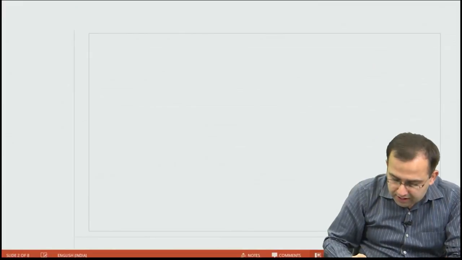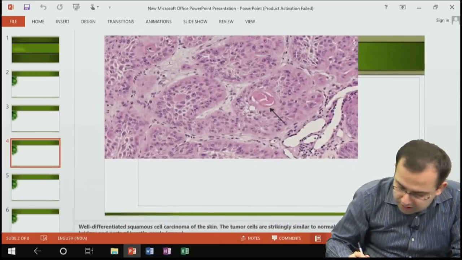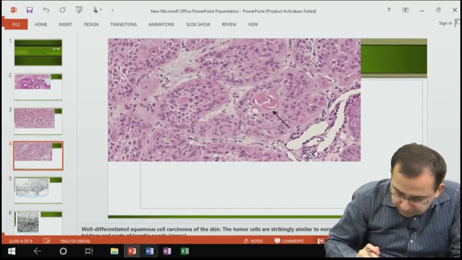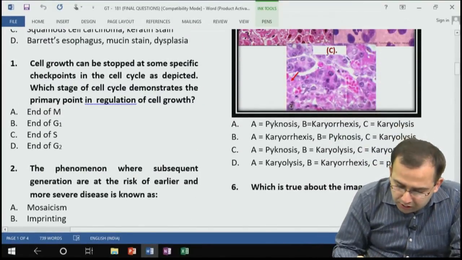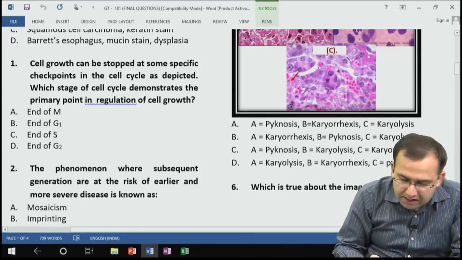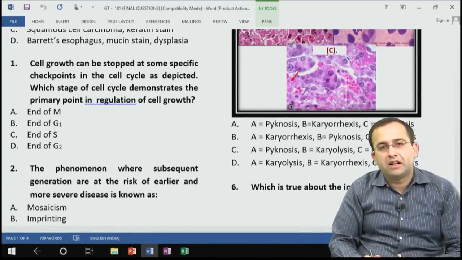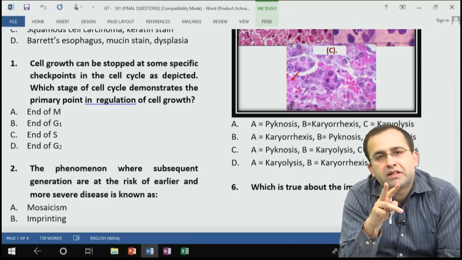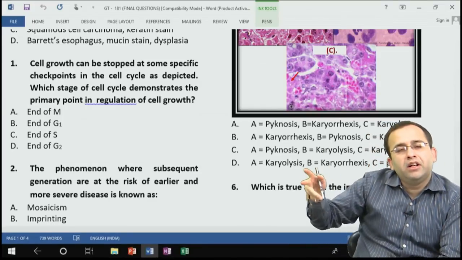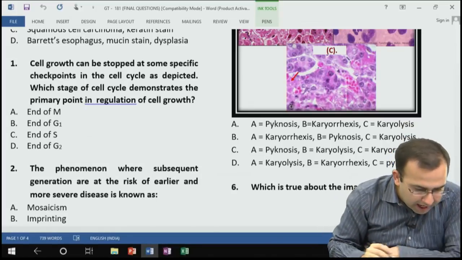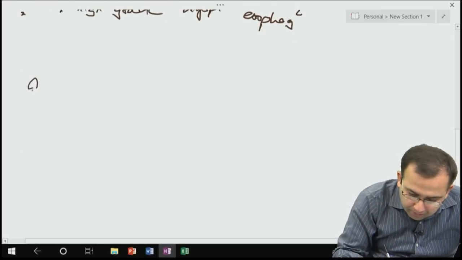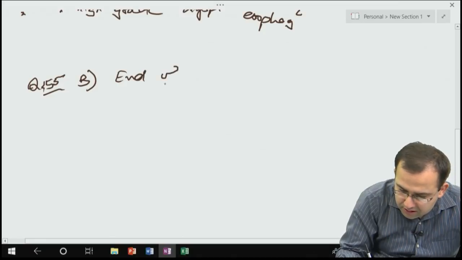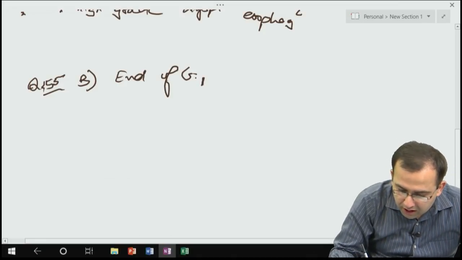Next point. This gets us to our next question, question 155. Cell growth can be stopped. So, which stage of cell cycle demonstrates the primary point in cell regulation? We have two checkpoints in cell cycle, G1S and G2M. Primary checkpoint, end of G1. So question 155, the answer is B, that is end of G1.